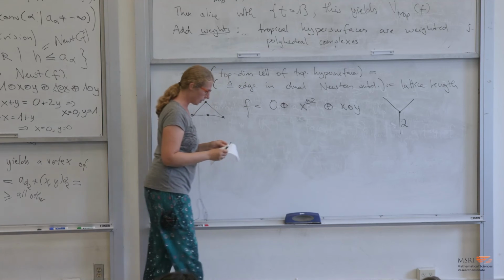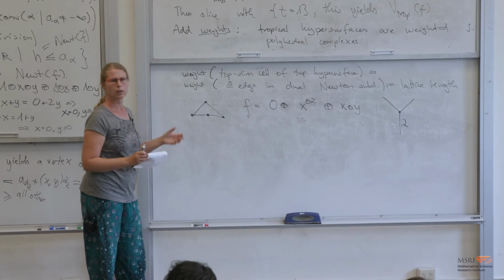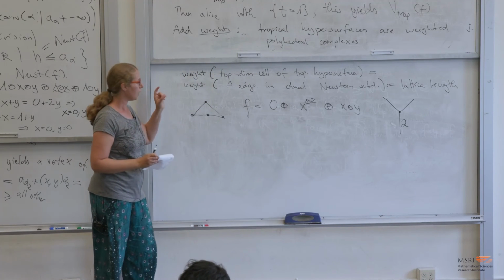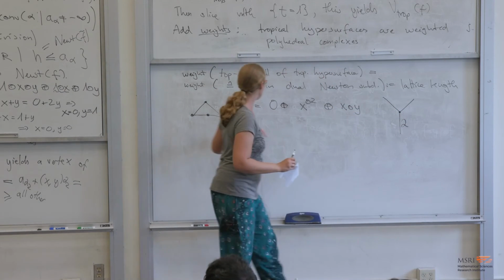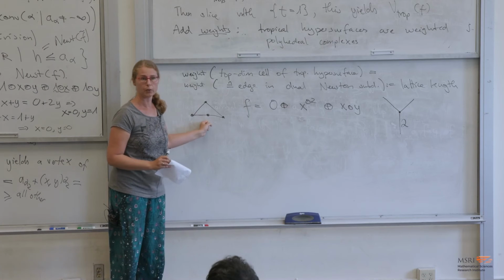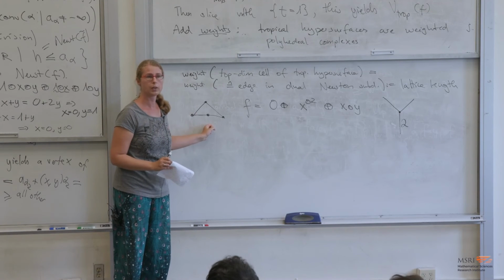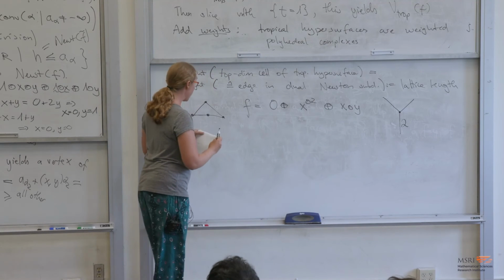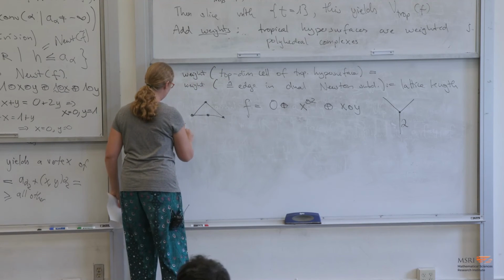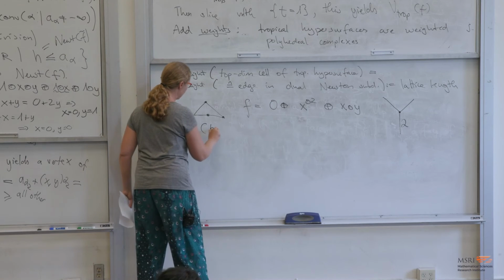And those weights are something that we should keep in mind, because if you write down the weights, then from the tropical curve you can go back to the actual dual Newton subdivision. If you don't do that, the dual Newton subdivision is not unique. Yeah? Okay. And this brings us to the following theorem, which is the balancing condition.